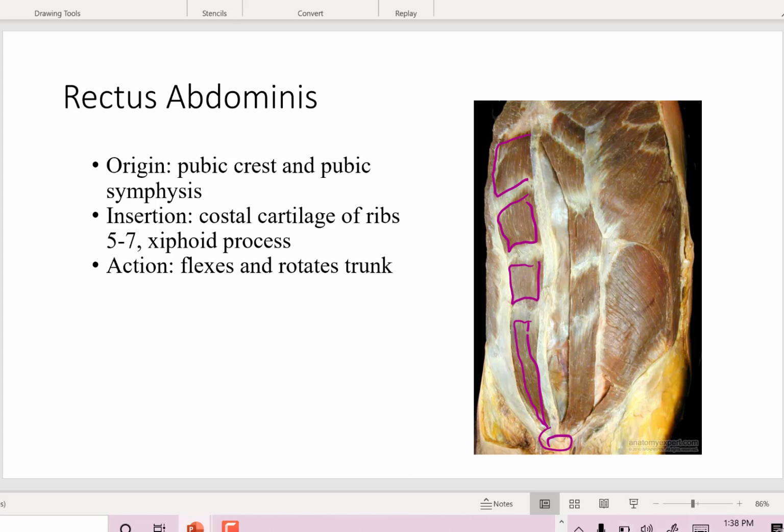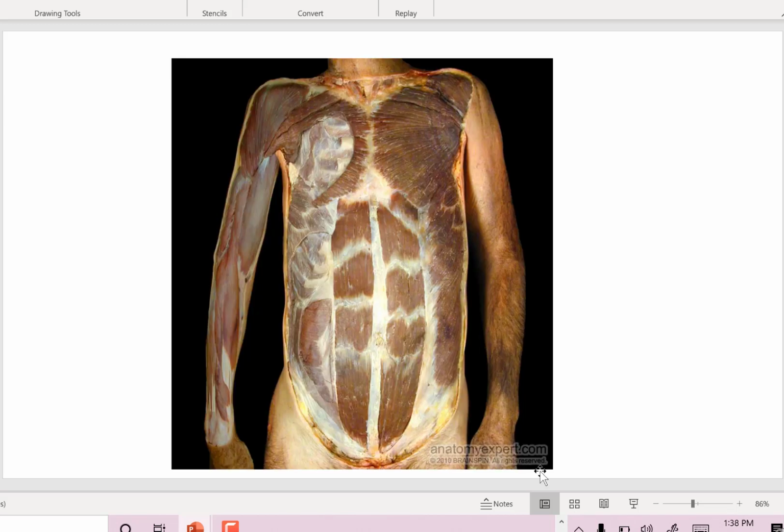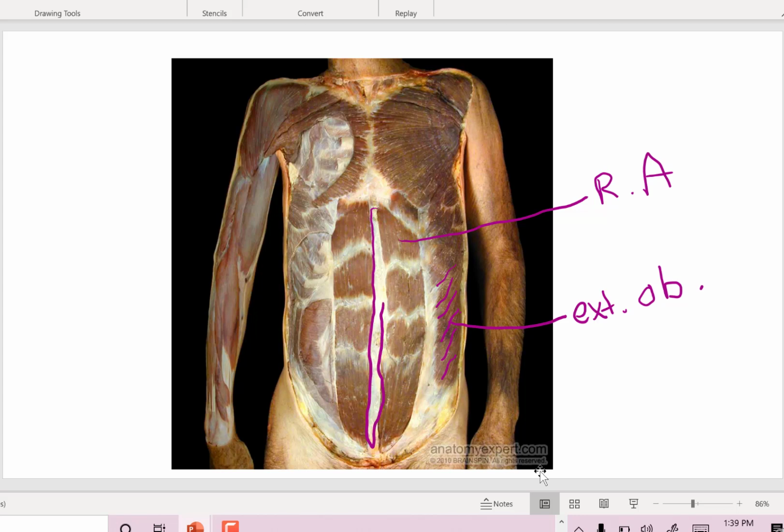Here is another picture of the human cadaver, and we can see the rectus abdominis. I'm just going to abbreviate. We can see the external oblique going with the fascicles, hands in pocket kind of fashion. External oblique. And then we can also see the linea alba very clearly on this picture, and the tendinous intersections.